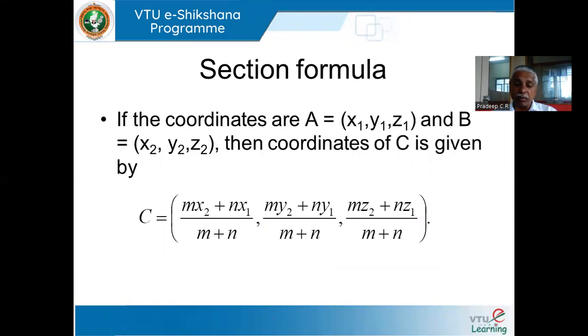So you put m equal to 1 and n equal to 1, you will get x2 plus x1 divided by 1 plus 1, which is 2. Here you get y2 plus y1 because m equal to 1 and n equal to 1. So m plus n is 2. So you get y2 plus y1 by 2, z2 plus z1 by 2.